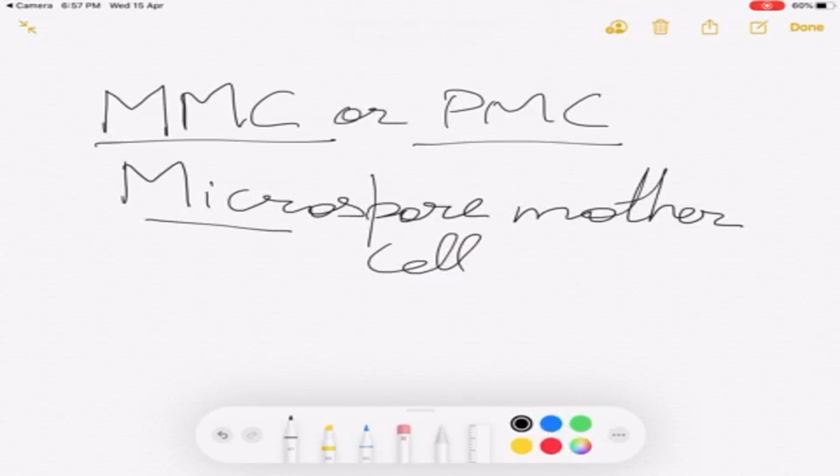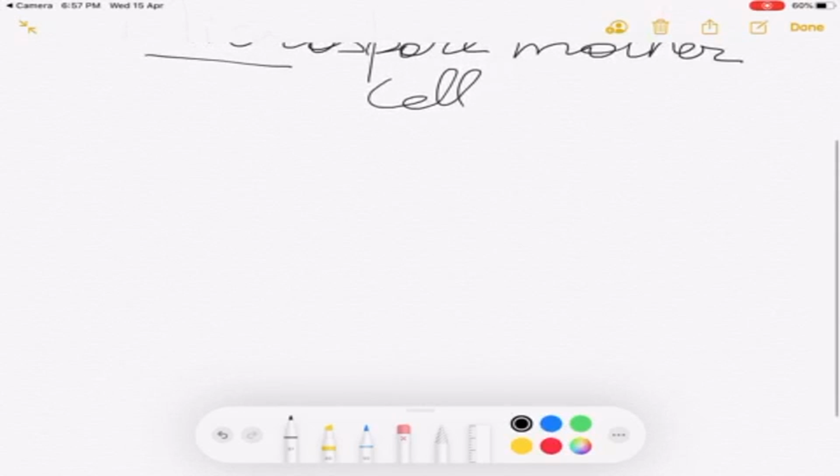The male unit, that is pollen grain, is very small in size, that's why they are named as microspore. The cells which are going to produce microspores are called mother cells. So, MMC. Okay, simple one. And next, these microspore mother cells will undergo meiosis, that I showed you in the beginning in that flow chart.